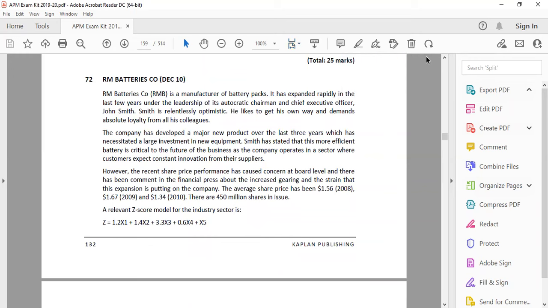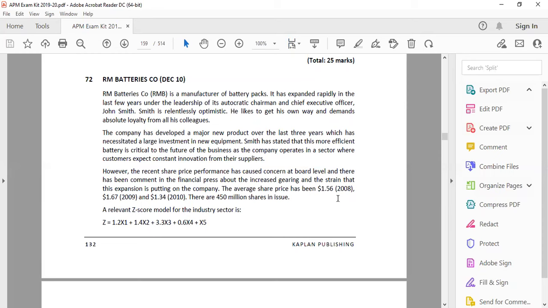RM Batteries company is a manufacturer of battery packs. It has expanded rapidly in the last few years under the leadership of its autocratic chairman and chief executive officer, John Smith. Smith is relentlessly optimistic. He likes to get his own way and demands absolute loyalty from all his colleagues.